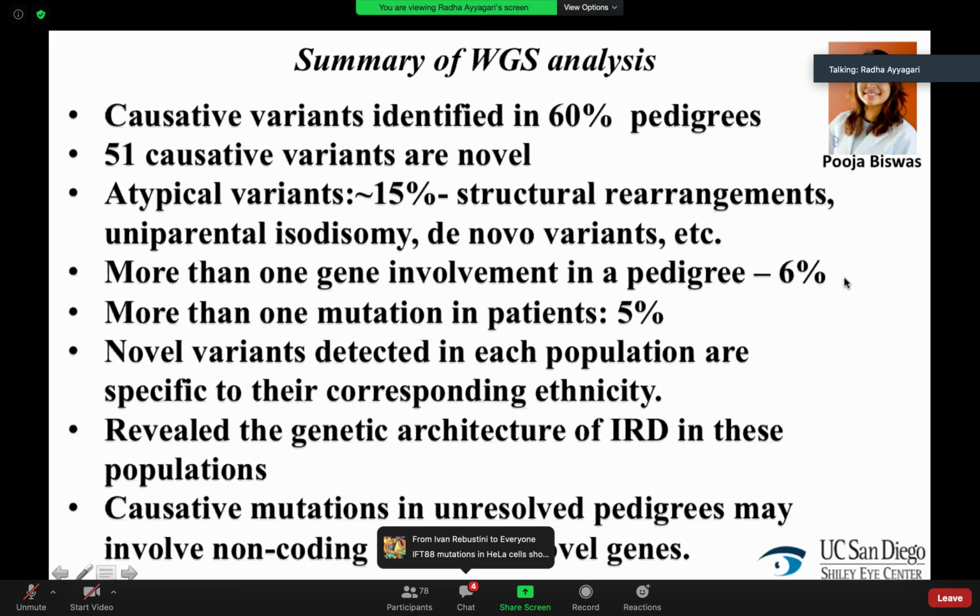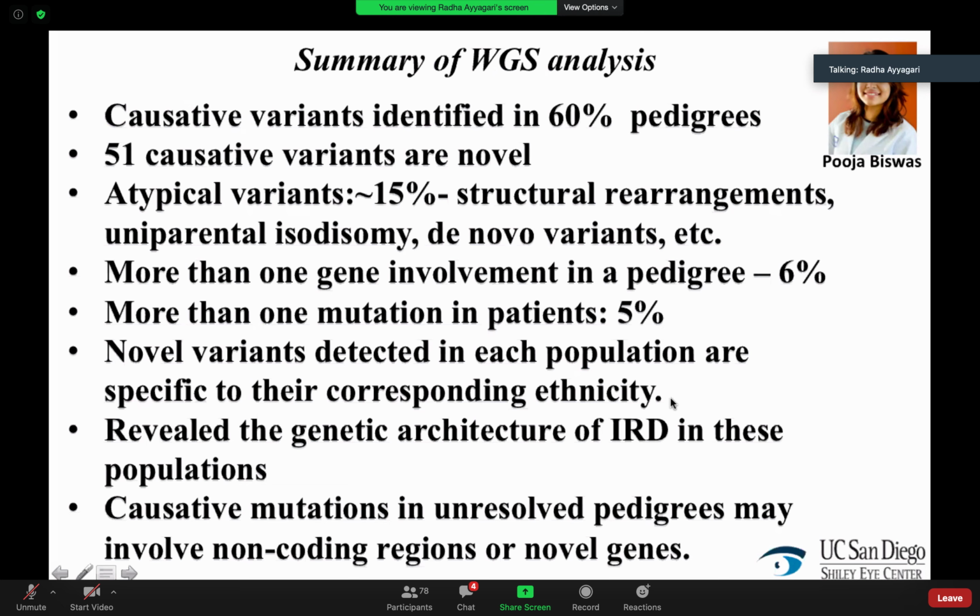About 6% of pedigrees have mutations in more than one gene. In each patient there are mutations, but one patient may have RPE65 mutations and also ABCA4 mutations. These are very important to understand because in terms of treatment, for this patient it's not sufficient to have RPE65 therapy because they have other causative mutations sufficient to cause disease.